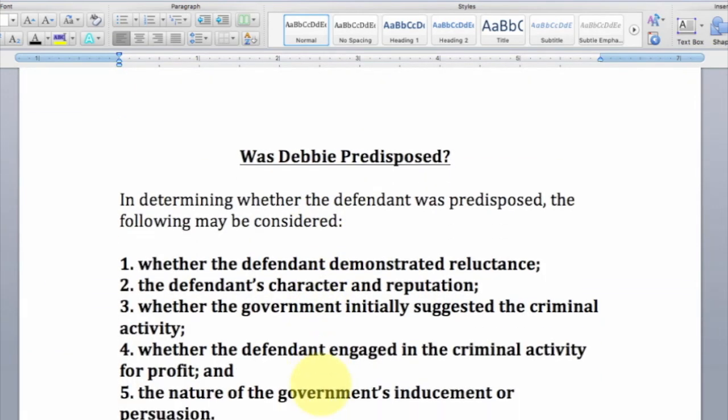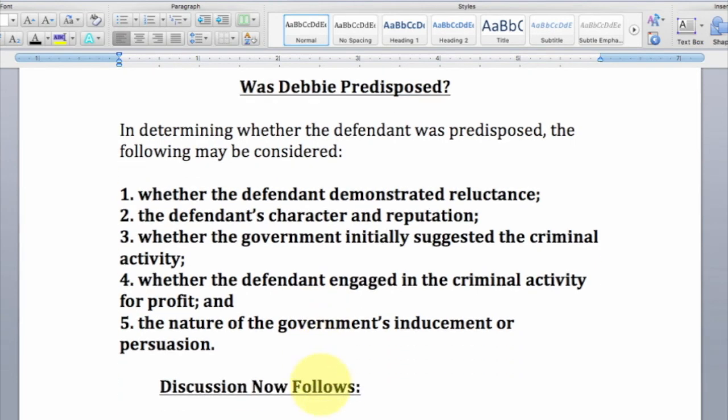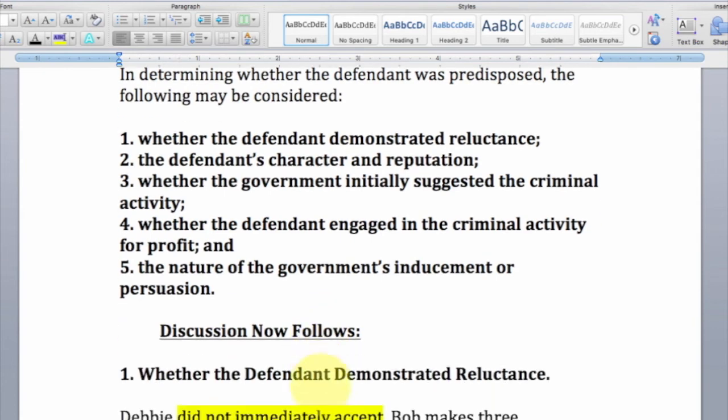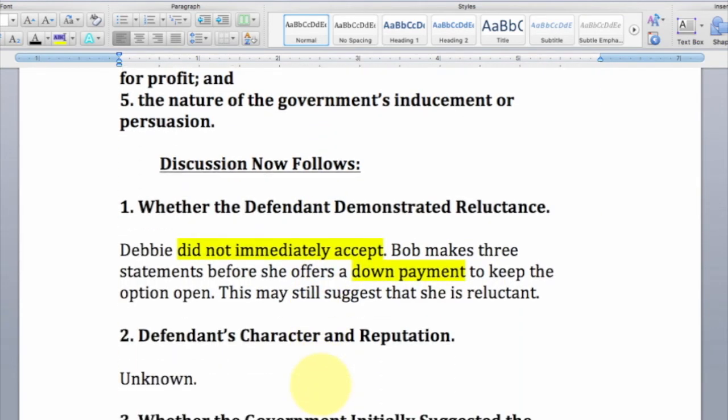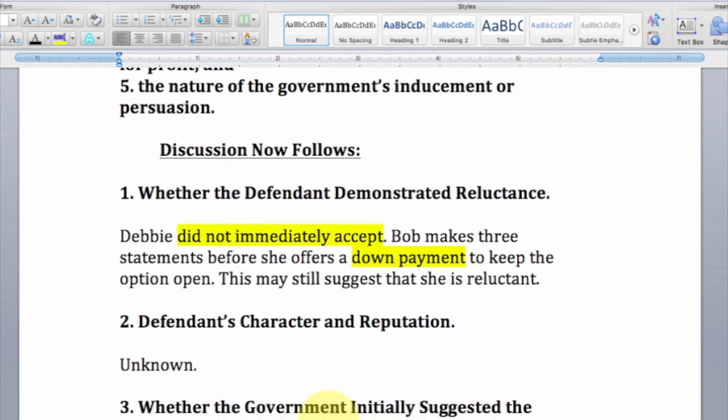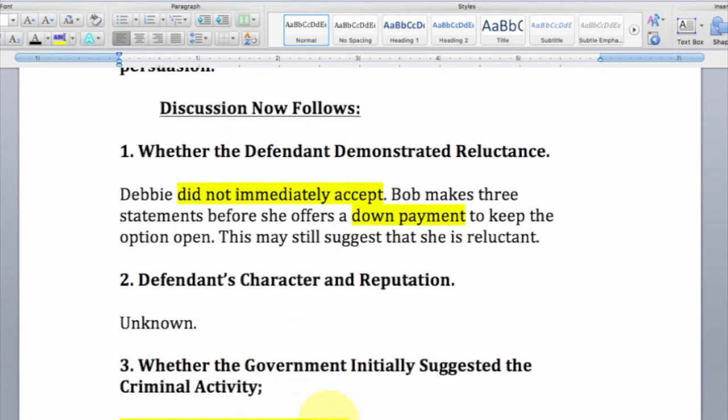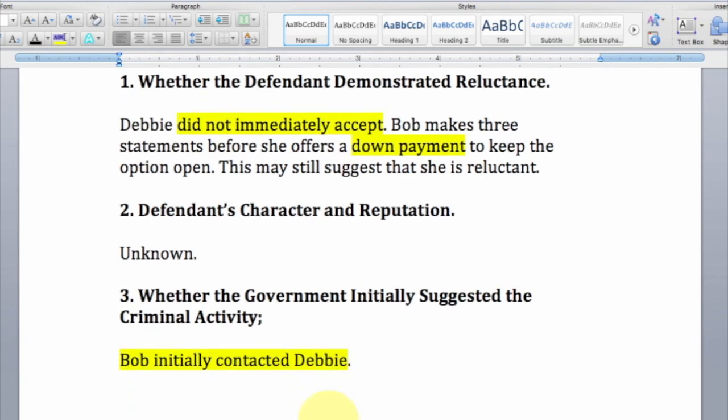Now, here's another question. Was Debbie predisposed to commit the crime? And there are some factors there. Let's go through those factors. Whether the defendant demonstrated reluctance. So we know that even Bob had to say, okay, it's now or never. So that means that Debbie did not immediately accept, and she does make a down payment, left that option open, but she did say that she wasn't sure.